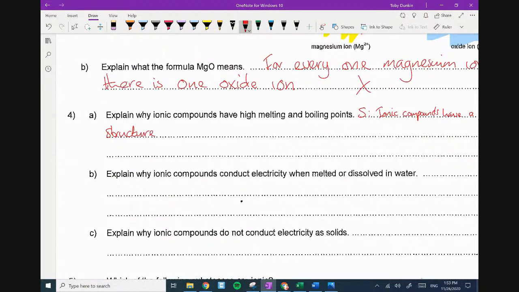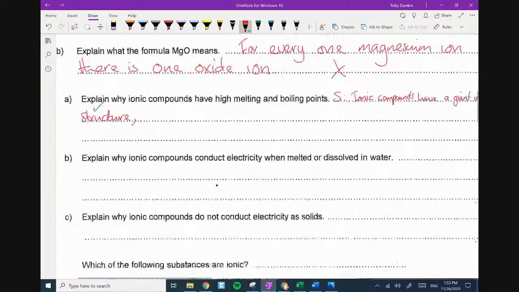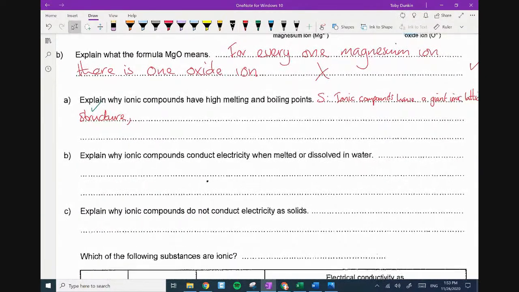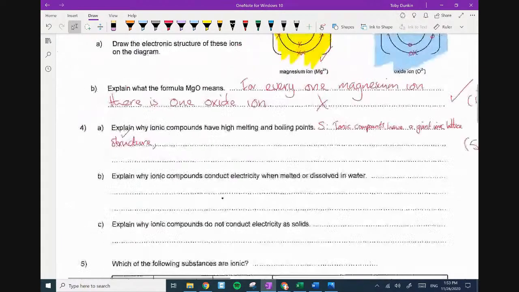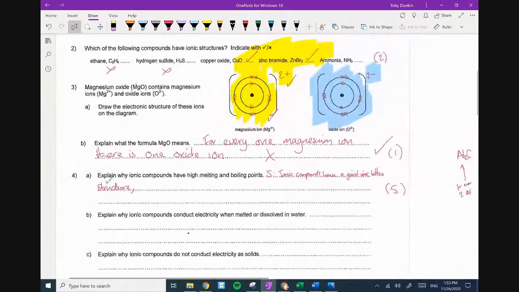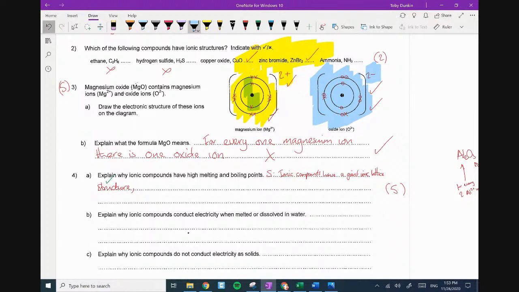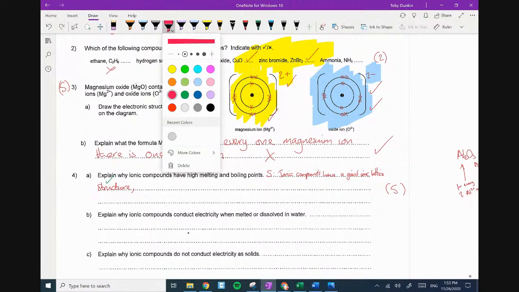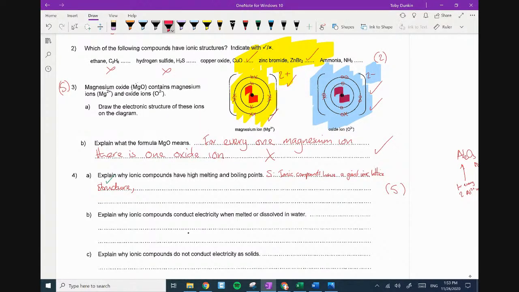1 mark. Comma. Right, structure, bonds. So how many marks was 3 worth? In total, question 3 is worth 5. Because 2 for each of these, and 1 for that one. So out of 5. Good question.